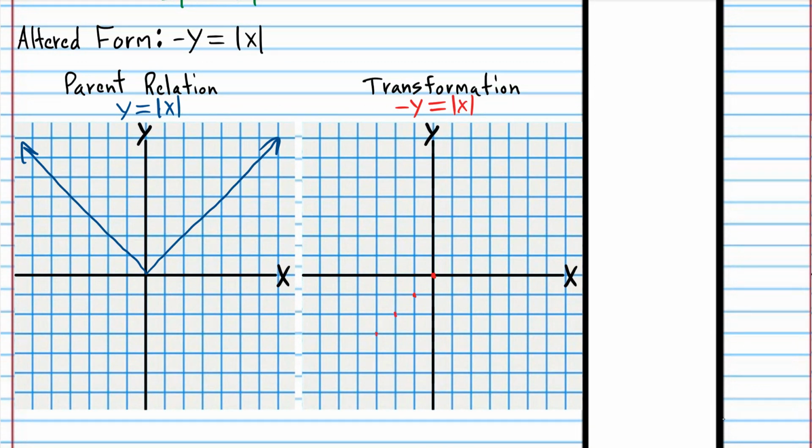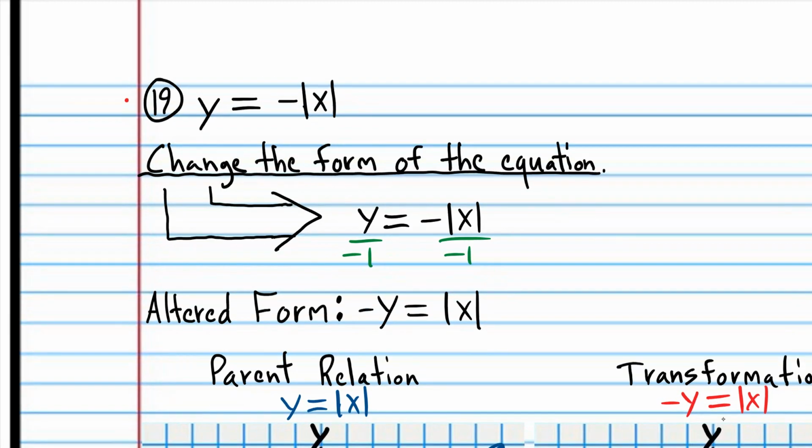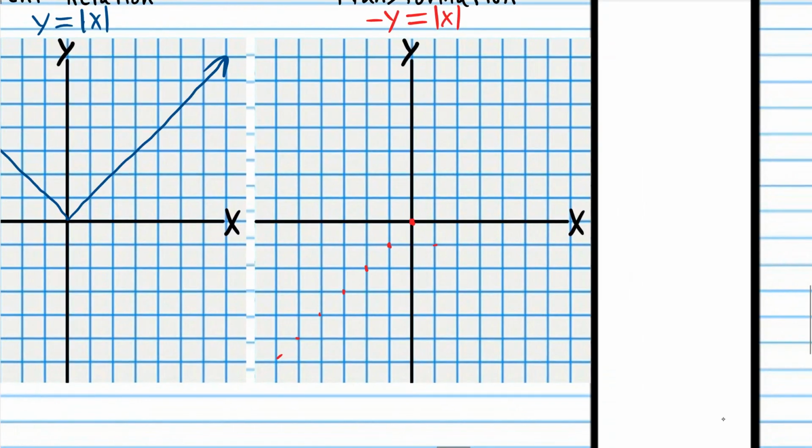So the absolute value relation is the parent relation, obviously, and the graph looks like that. Then we're going to graph -y is equal to the absolute value of x. And you can see because y is just replaced with -y, we're not reflecting across the y-axis, we're reflecting across the x-axis. We couldn't see that in the original equation. See this original equation up here? We couldn't see that we were reflecting across the x-axis. It almost looked like we were reflecting across the y-axis, but actually we were reflecting across the x-axis.